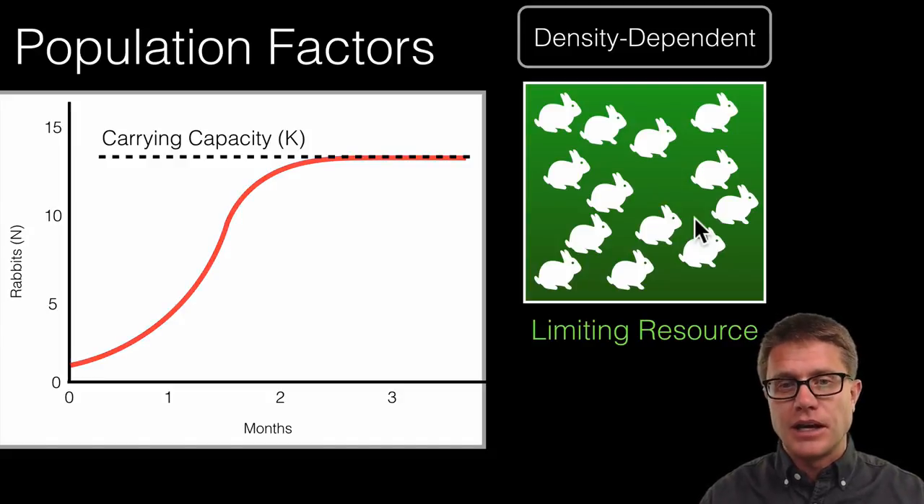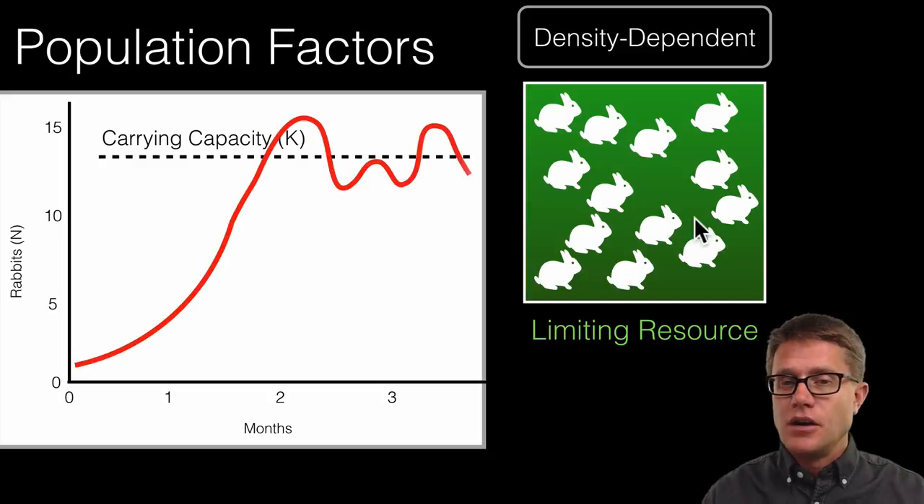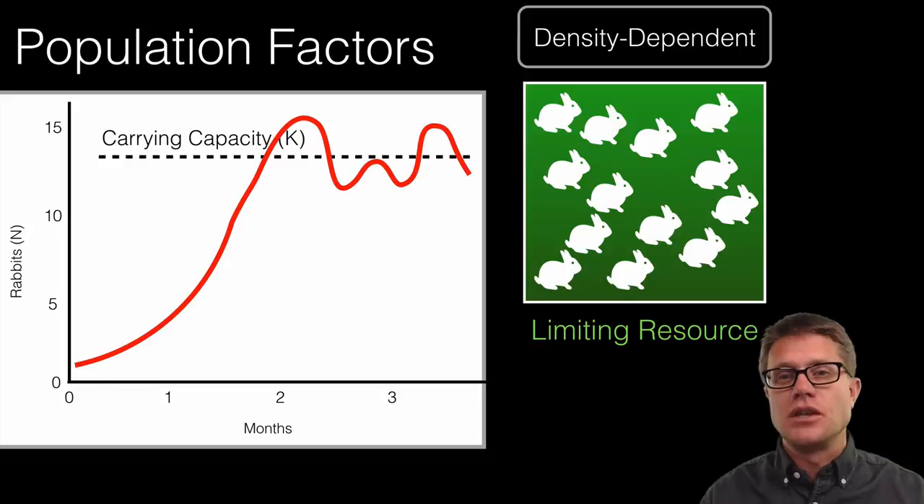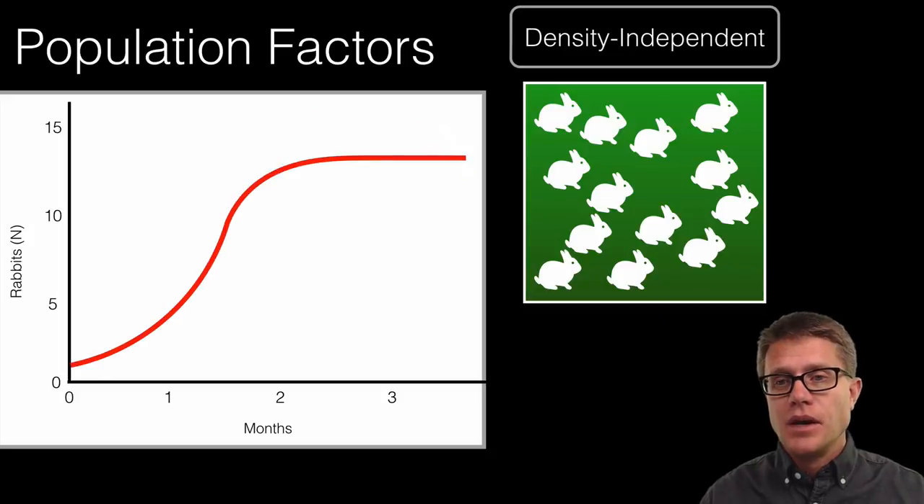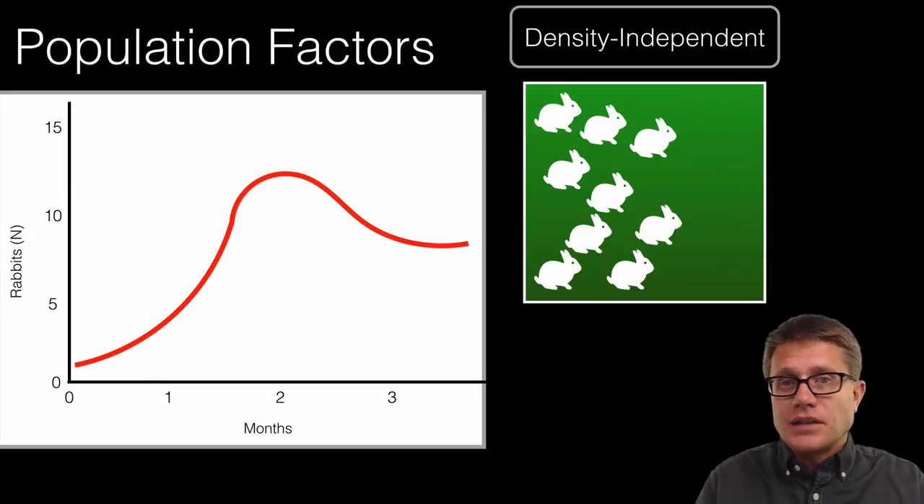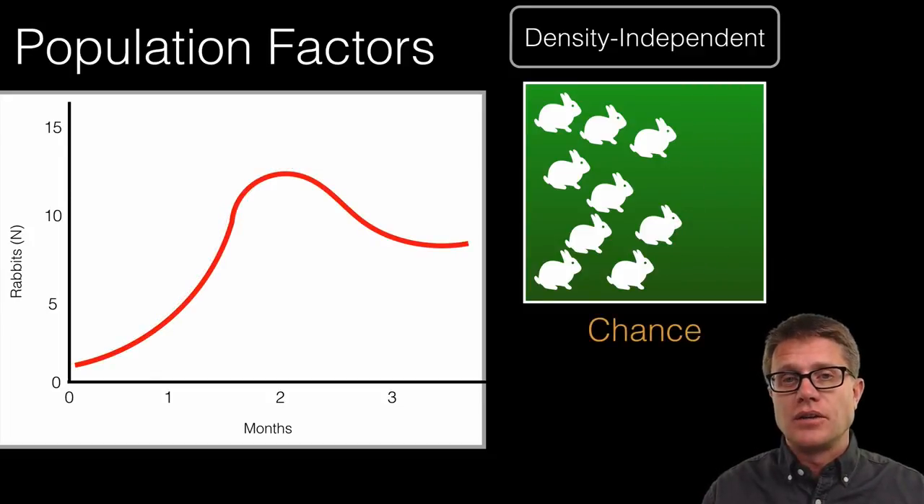Now it won't look perfect like that. In a normal population, it's going to have overshoots and it's going to have a lot of die-off, but we're going to have that average that we eventually hit. These are density dependent factors because they're based on the density of the population. We can also have density independent. So imagine that these rabbits over on this side are killed in a forest fire. That's just chance. It's just chance taking over, and so it's not based on the density of rabbits that we had.